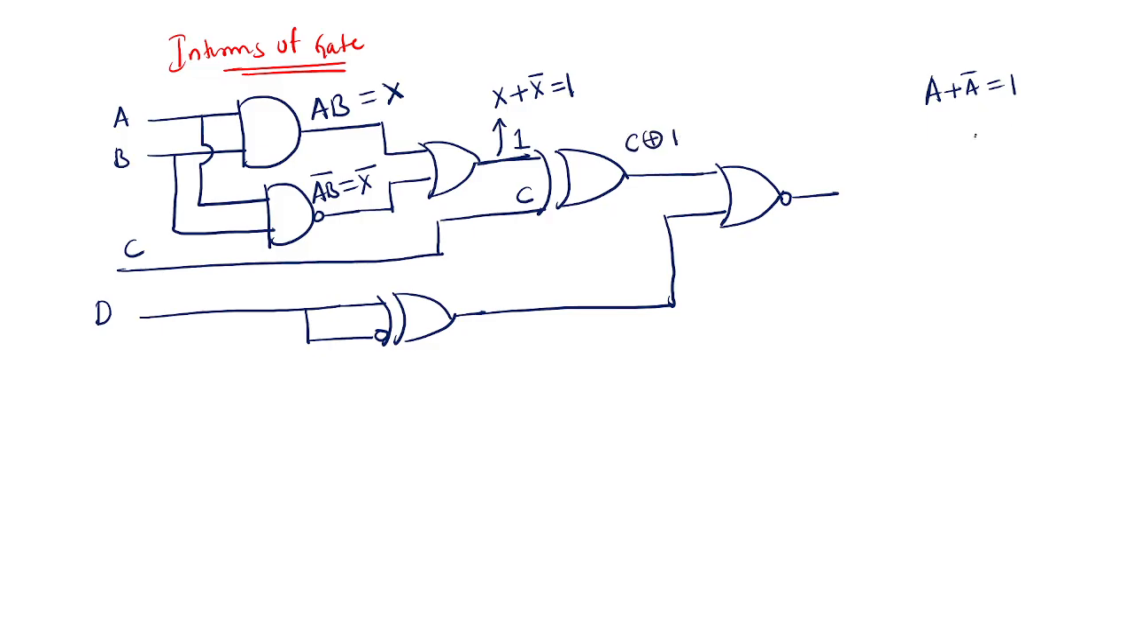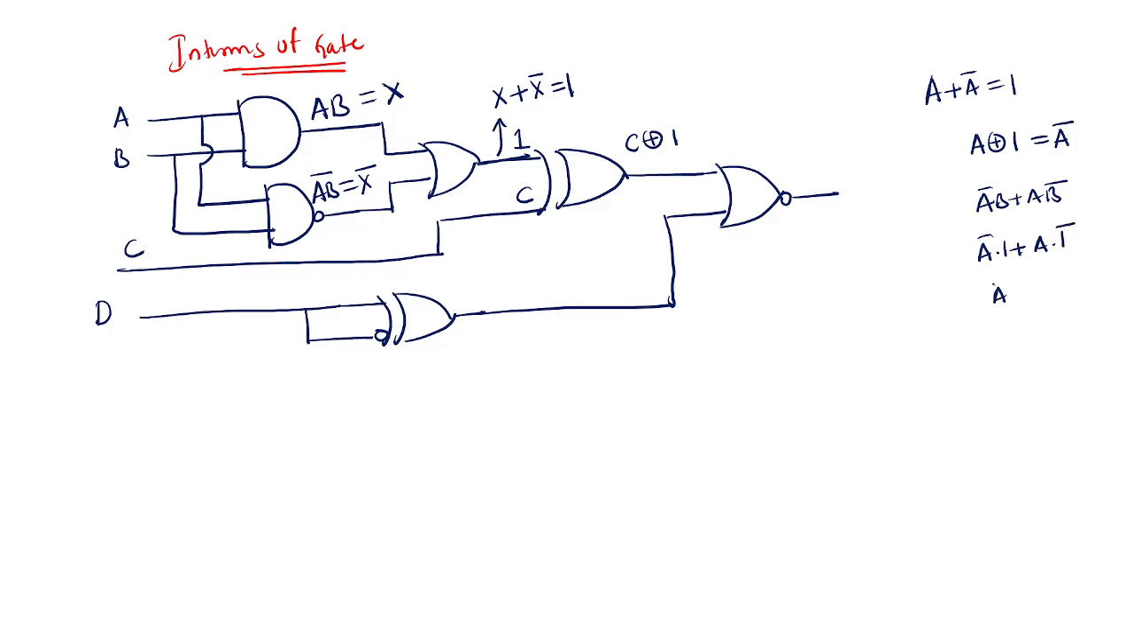We have already seen the properties of XOR. A XOR 1 equals A bar. You know that A XOR B is A bar B plus A B bar. In place of B, 1 is there. So that is A bar into 1 plus A into 1 bar.